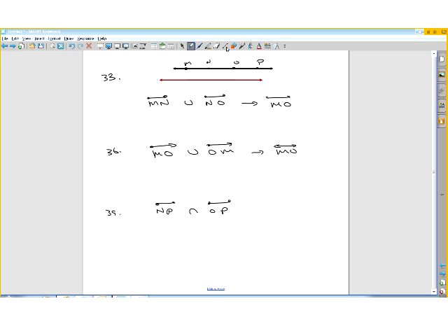So let's do this in blue. NP would be this, intersecting OP would be that. So the common intersection, looking for commonality, is just OP. So the answer would be line segment OP. If we did a union, it would be NP because we'd include everything.